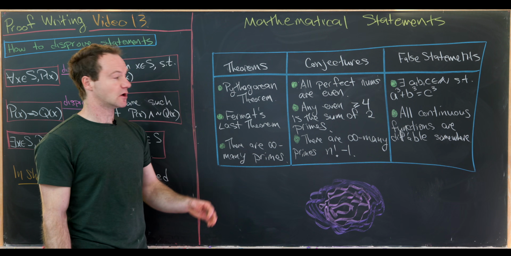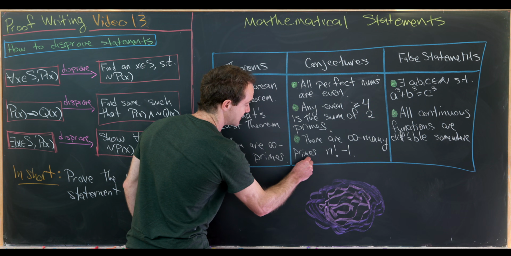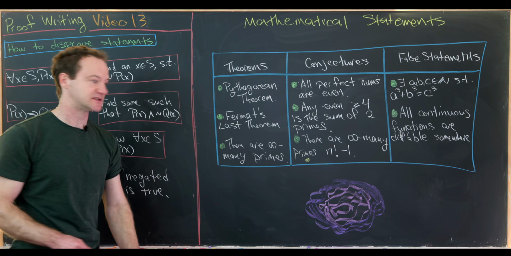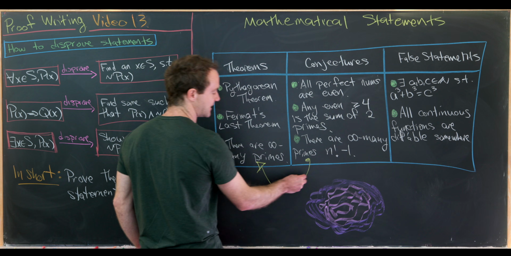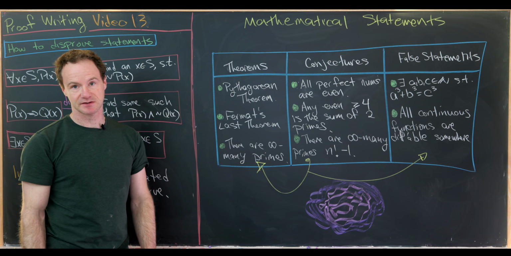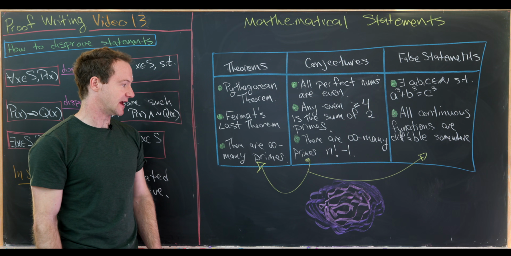Okay, so now that we've got these three categories described, let's talk about what a mathematician does. So mathematicians are generally interested in taking things from the category of conjectures, whose truth is not known, and transporting them into the category of theorems or to the category of false statements. So we've been working on proving things. We'll talk about how to disprove things a little bit today.